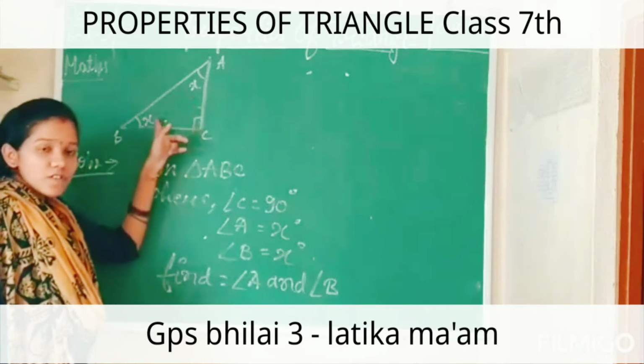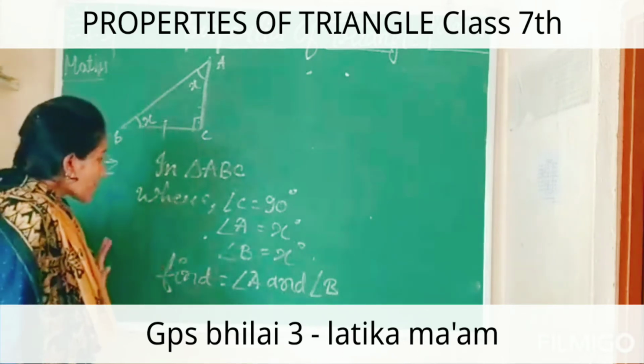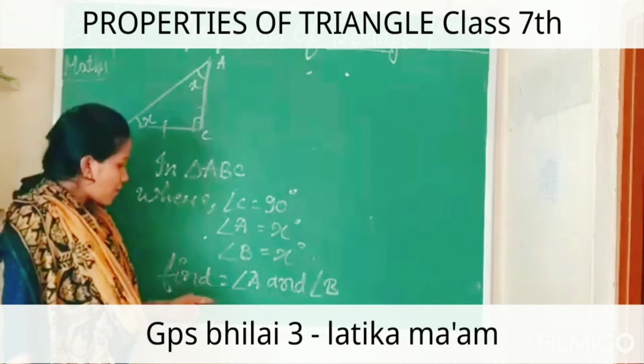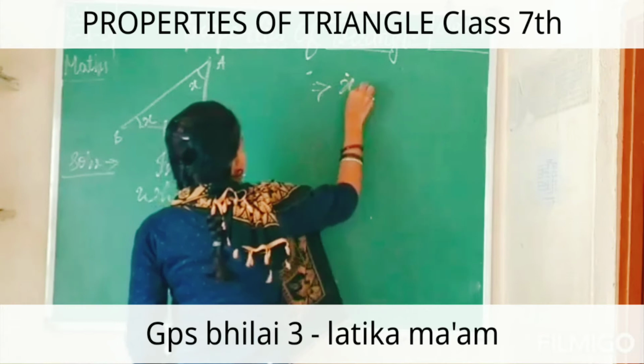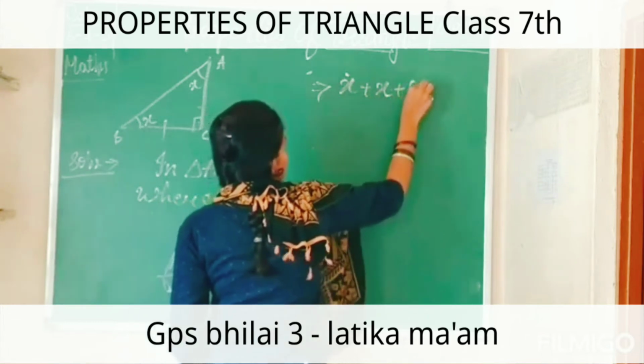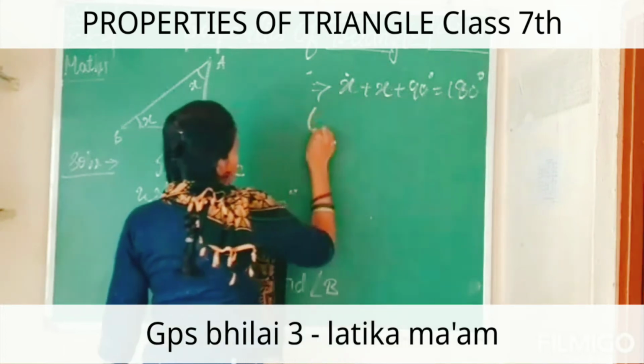It has equal opposite sides. That is why angle A and angle B are x degrees. Find angle A and B. We can find angle A and B. Next, solve that. x plus x plus 90 degrees is equal to 180 degrees. Angle sum property.